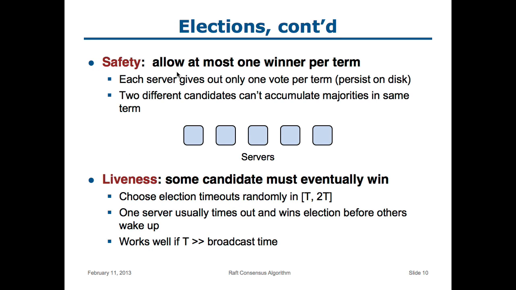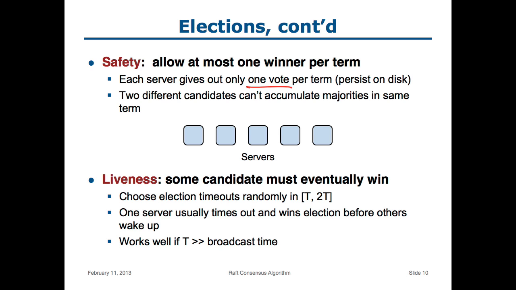It's important for an election to have two properties, safety and liveness. The safety property says that there must be at most one candidate that wins the election in a given term. The way Raft guarantees this is that each server only gives out its vote once to a single candidate. Once it's given its vote, it will refuse requests from any other candidates for votes. And by the way, the server doesn't really care which server it gives its vote to. It'll give it to the first candidate that comes along.